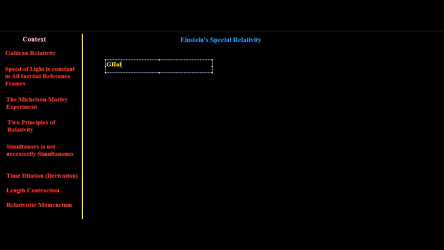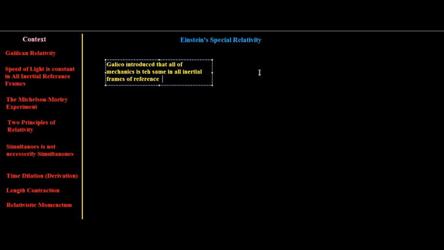and Galileo introduced that all of mechanics is the same in all inertial frames of reference. Now, an inertial frame of reference is basically a reference frame in which the acceleration is zero, and in which all of Newton's laws of mechanics apply.